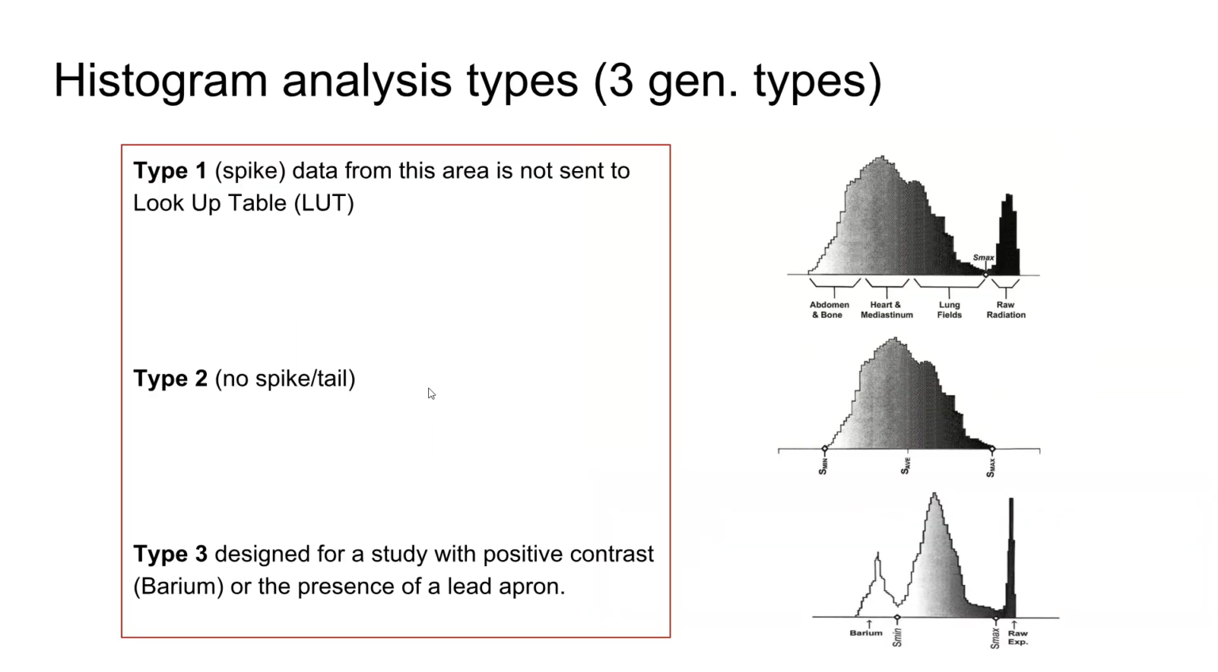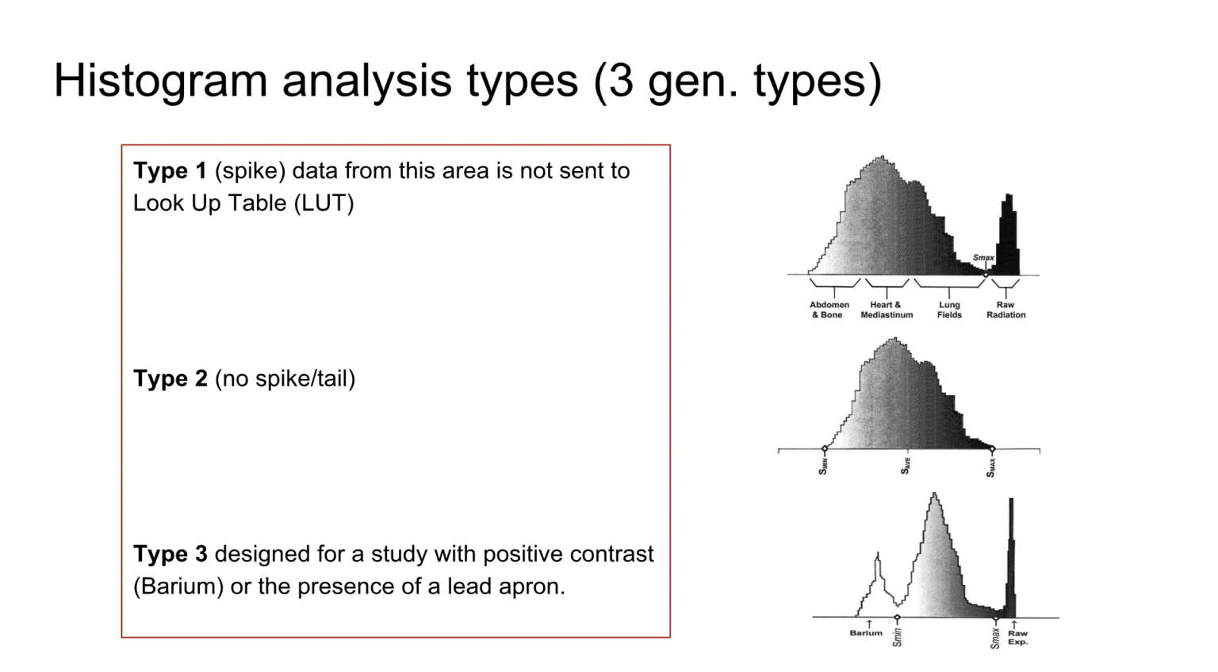Here's a summary of our three that we kind of talked about throughout our lecture so far. Type 1 has a spike based on raw radiation or air. It's information, as you can see here, this area is not sent to the lookup table. It's like, don't even include this. When the system gives you a spike, it actually worked. Right? It's when there was raw radiation that didn't get picked up by the system that you have a problem.